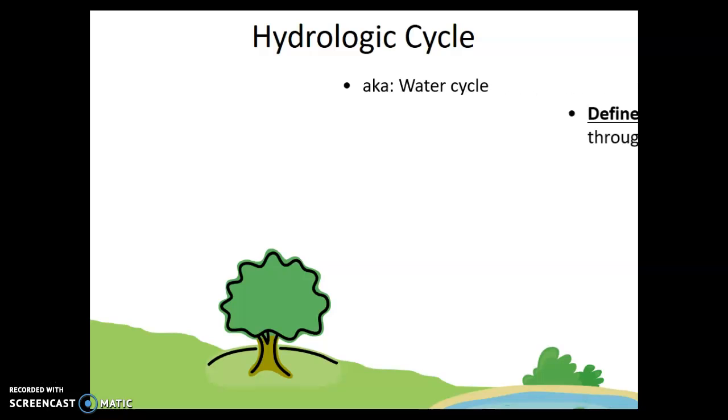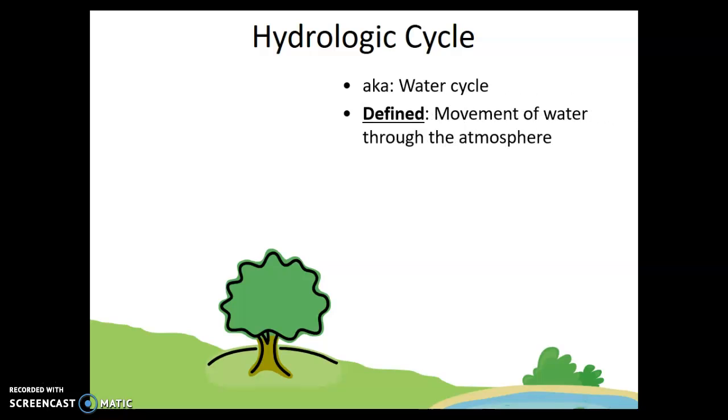So let's take a look at our hydrologic cycle. And the definition of our hydrologic or our water cycle is the movement of water through the atmosphere. So the water on the planet recycles itself and it moves through our atmosphere, which is pretty much above and all around us.